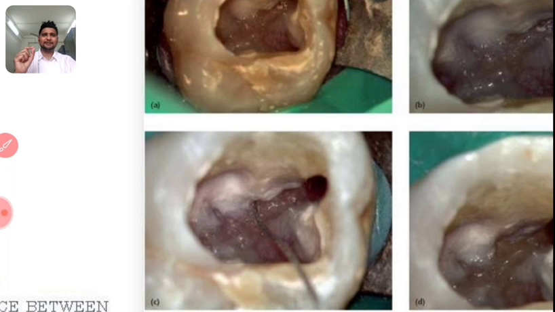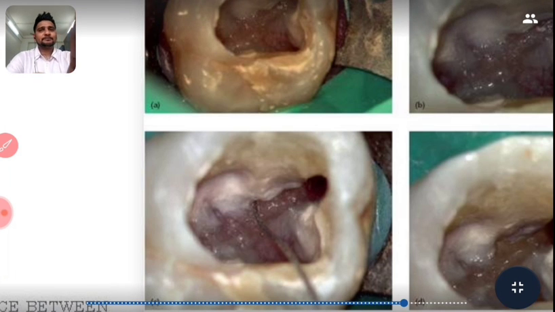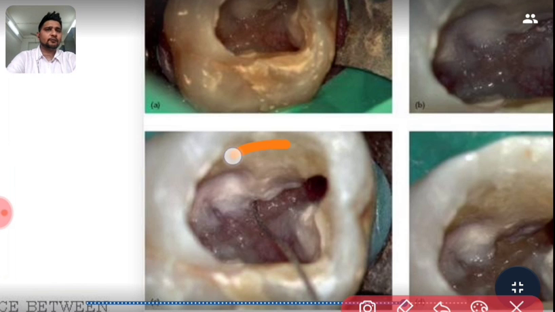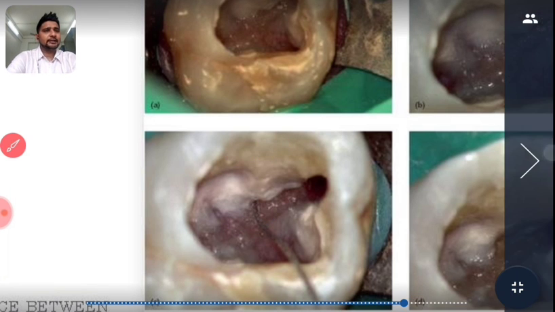But I'm telling you, you never look for a canal with a burr. If you're looking for the canal with a burr, you're doing it all wrong. You're doing it all wrong, my man. Don't do that. Alright. So notice this change in the color. You can very well appreciate the color of the walls and the color of the floor. So this is one tip.